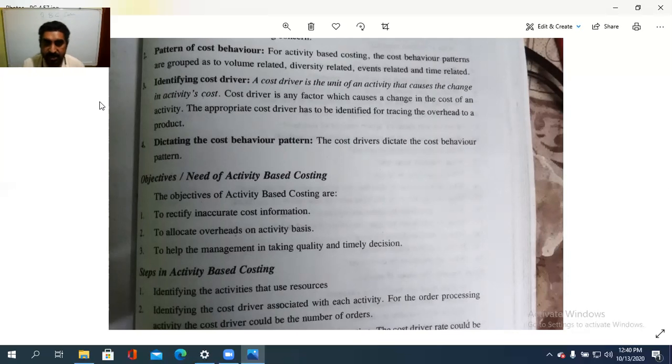So please do as many problems as possible on this part from the exercise problems, like allocation, apportionment, reapportionment, and also machine hour rate, because the questions are always asked from these areas. So please do as it is, and please clear your doubts as they occur.